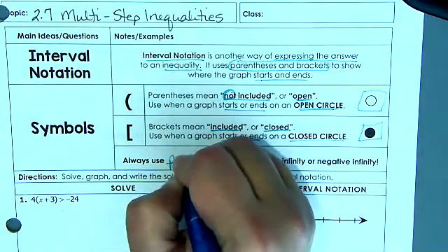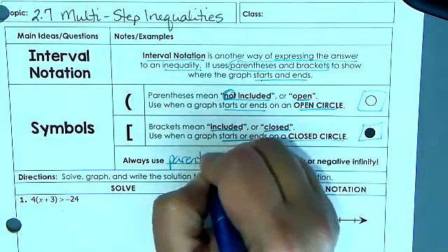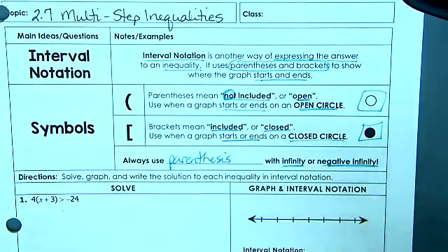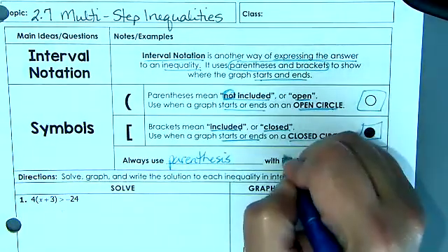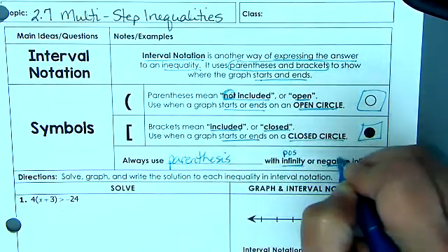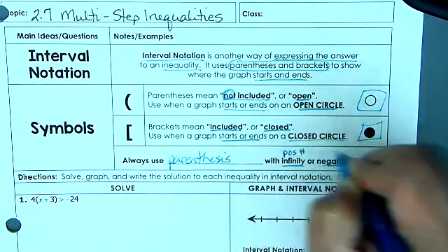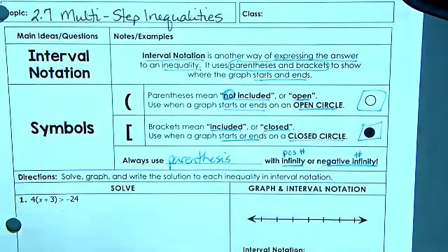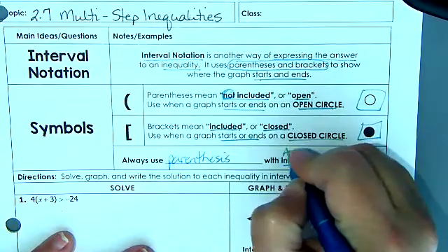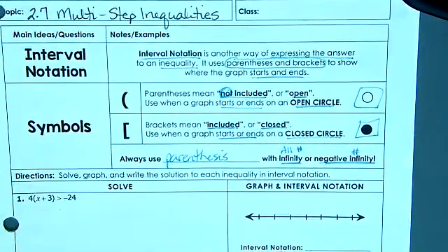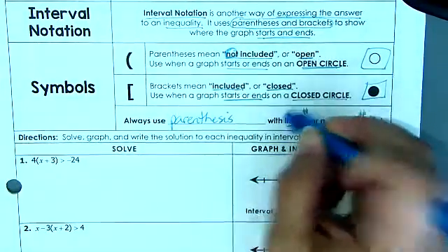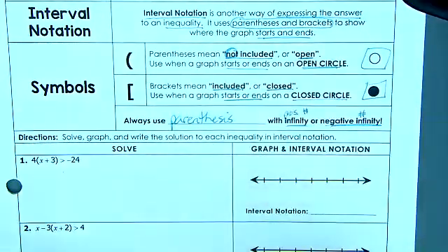Always use parentheses with infinity or negative infinity. Infinity is the positive side. Negative infinity is just the negative numbers. All right, well, it could be just for positive. So we'll look at this. Oh, this is positive. We'll stick with positive because you'll understand why as we go through.